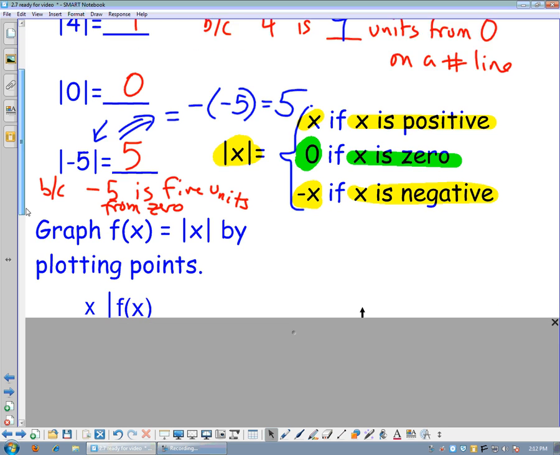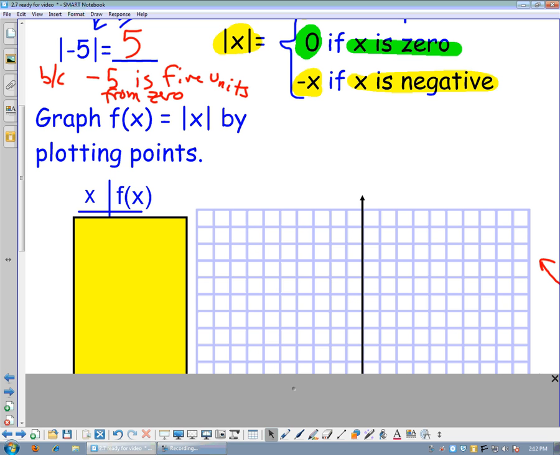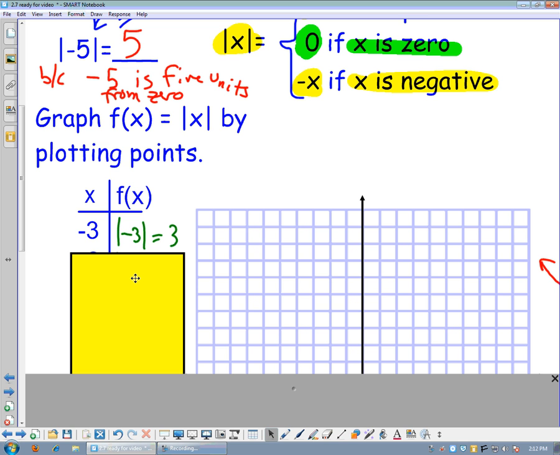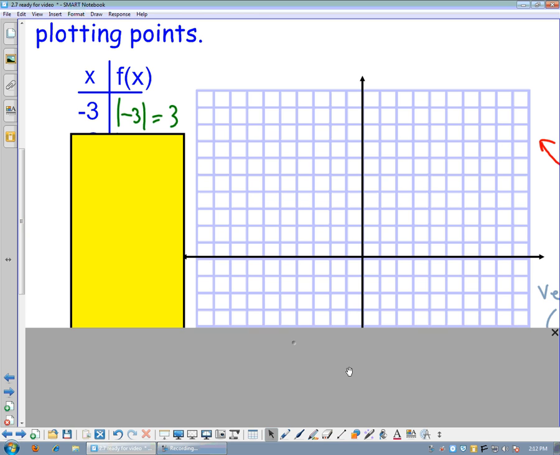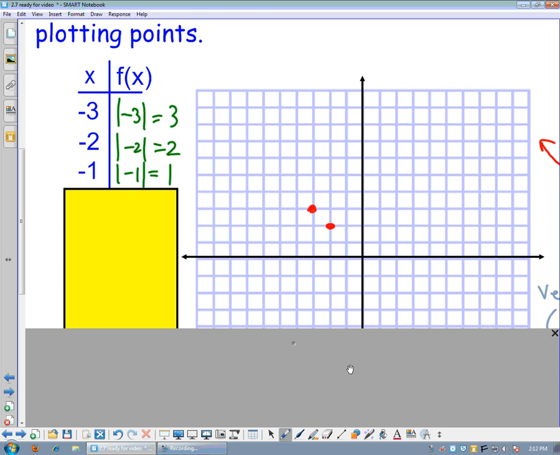All right, now let's talk about graphing. If we wanted to graph f(x) = |x| by plotting points, I have some points ready to go here. If we plug in -3, then the absolute value of -3 is +3, so we have this point right here at (-3, 3). How about the next ordered pair? -2: the absolute value of -2 is +2, so that gives us this point, (-2, 2). What if it's -1? The absolute value of -1 is +1, so that would be this point right here.